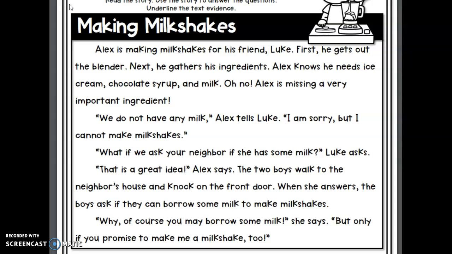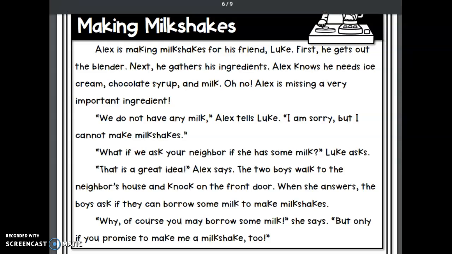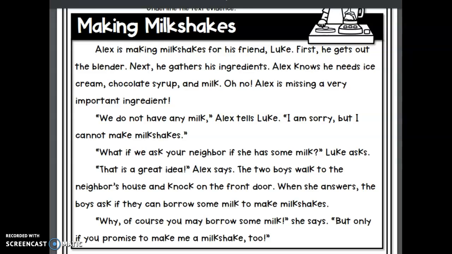The two boys walk to the neighbor's house and knock on the front door. When she answers, the boy asks if they can borrow some milk to make milkshakes. Why, of course you may borrow some milk, she says, but only if you promise to make me a milkshake too. So, let's think about what caused them to not be able to reach their goal.